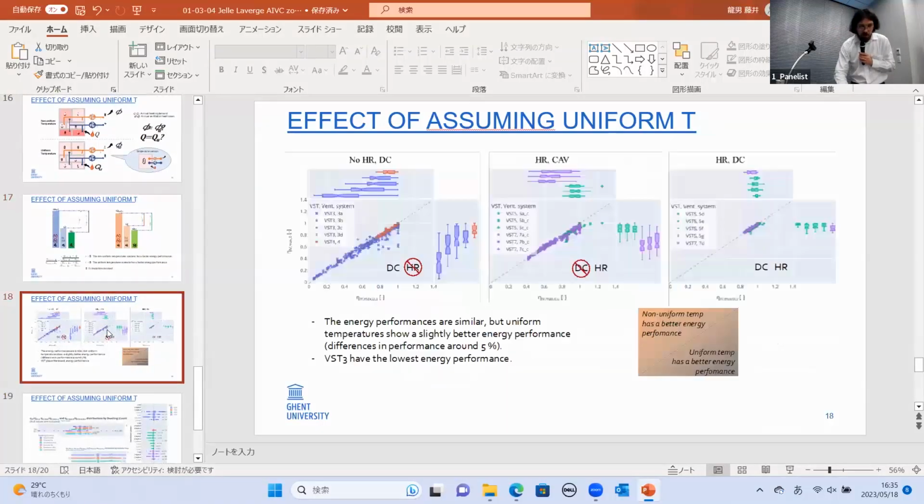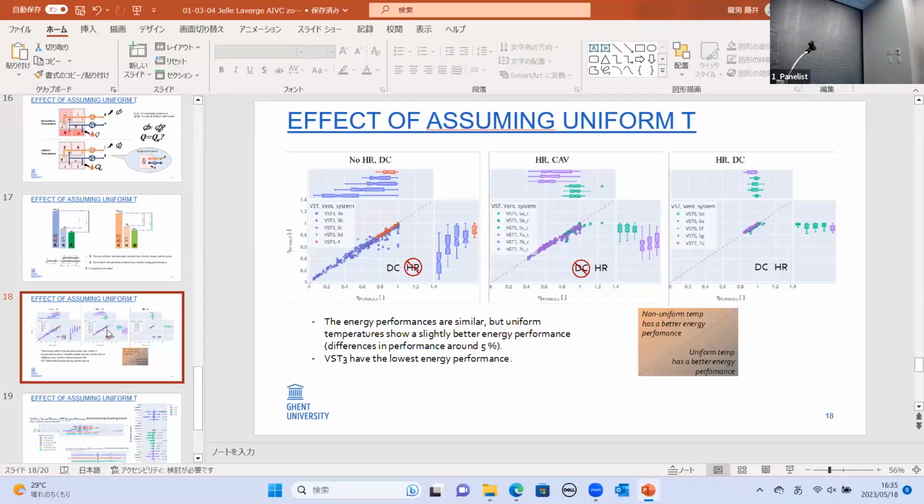And so this is what you can see here. On the x-axis, you get the result for uniform temperatures, and on the y-axis, you get the results for non-uniform temperatures. And what you see here is that on average, the results are very close to unity. So the ratio is about 1. There's only very slight variations from that. And the variation is biggest for systems that only have heat recovery.